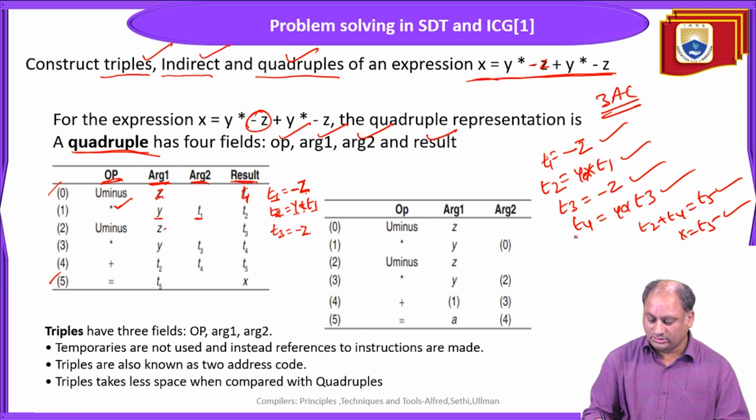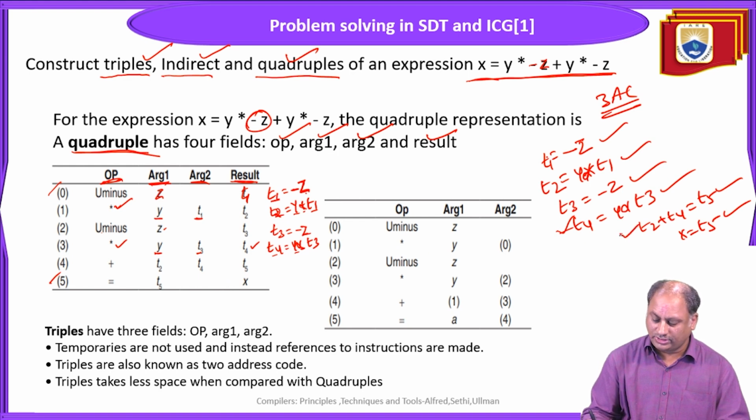And the next one is T4, T4 equal to y star T3. Here y and T3 are the arguments. Y is argument 1, T3 is argument 2, and the result is stored in T4. And what is the operation you are performing? The star operation.